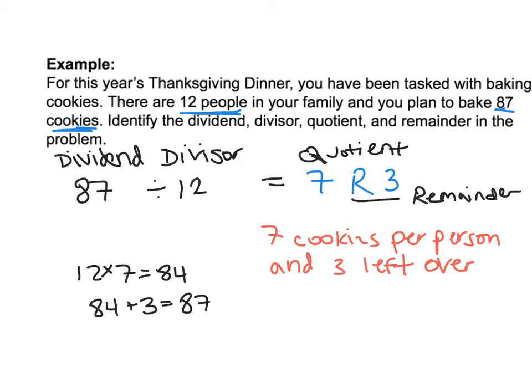Now, of course, we all know that nobody throws away cookies. And so we're not just going to leave those 3 cookies. Oftentimes what we'll do is we'll split those cookies into different pieces so that each person gets a part of a cookie in addition to their 7 cookies. And so what that usually looks like is that we have 7 cookies and then 3/12 of a cookie, which can also simplify to 7 1/4.